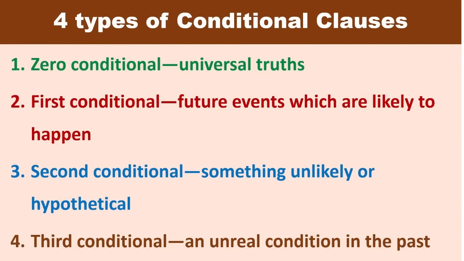Third conditional is a completely unreal condition, and it is related to the past. Something which is already over, you are thinking about it or you are regretting. You are saying that if such and such a thing had happened in the past, then something else would have happened. All these four conditionals we shall talk about in the remaining 4 slides which are there in this video.